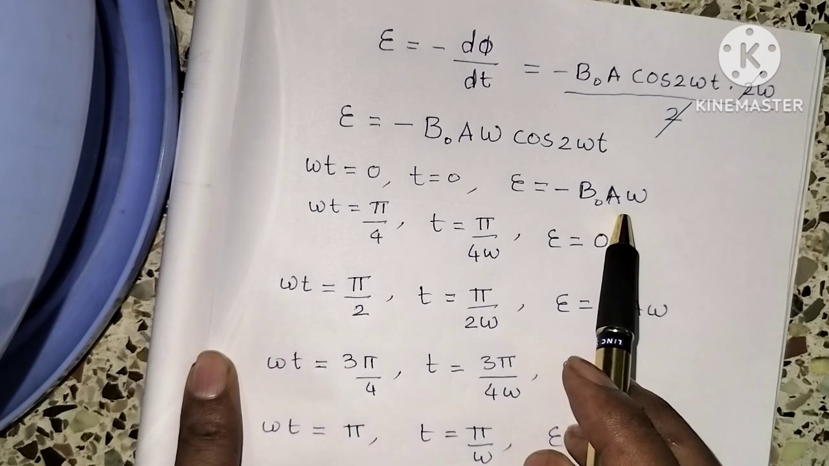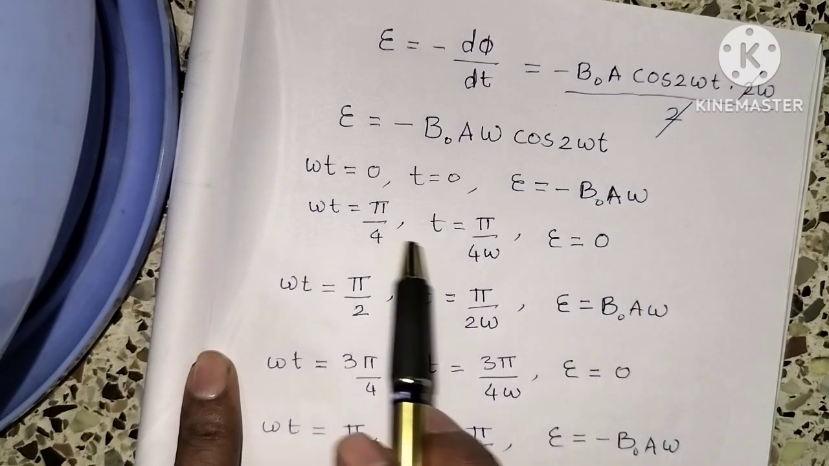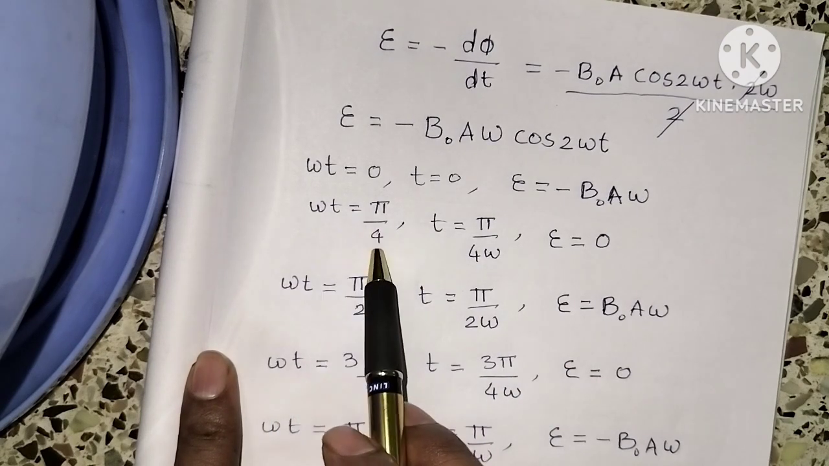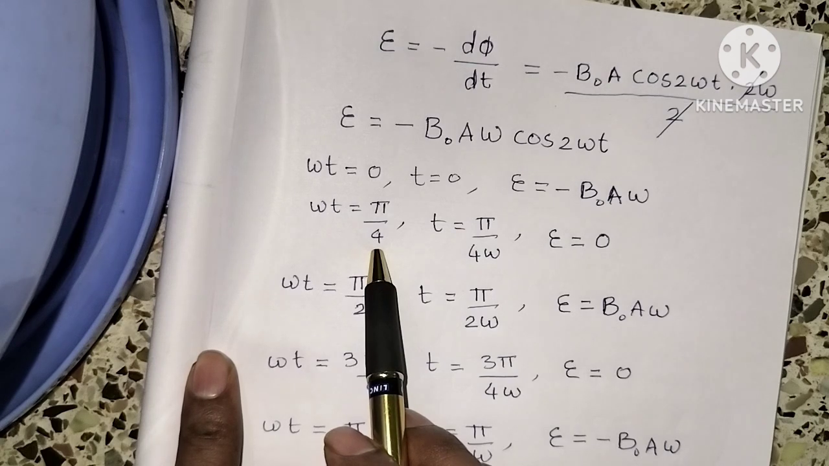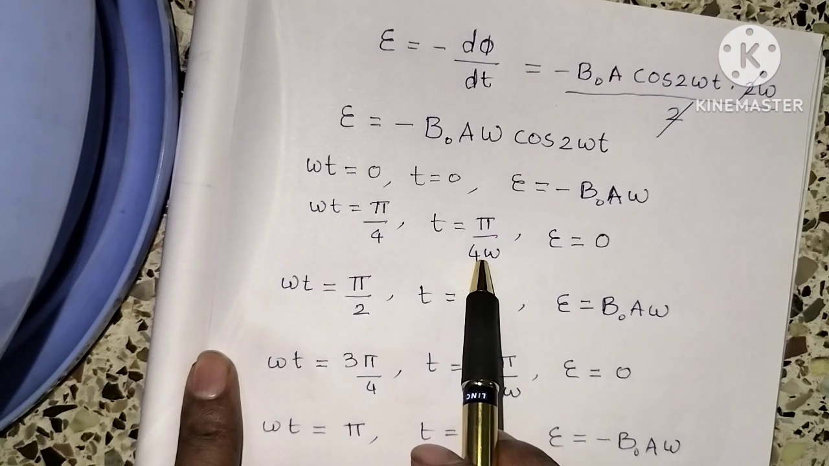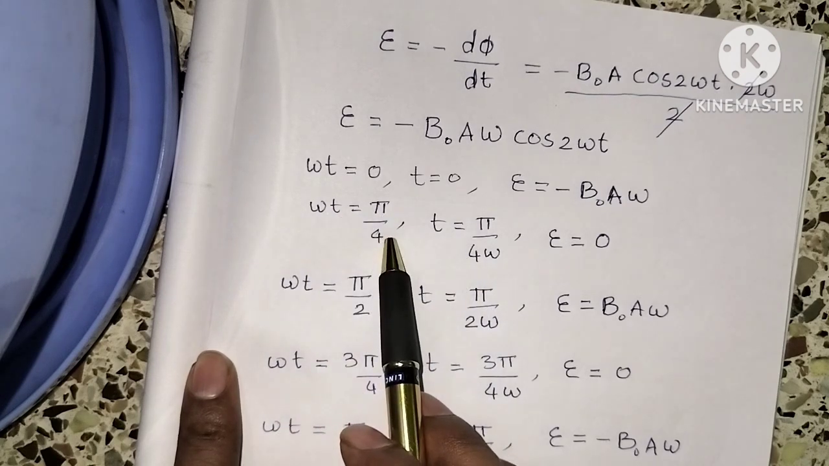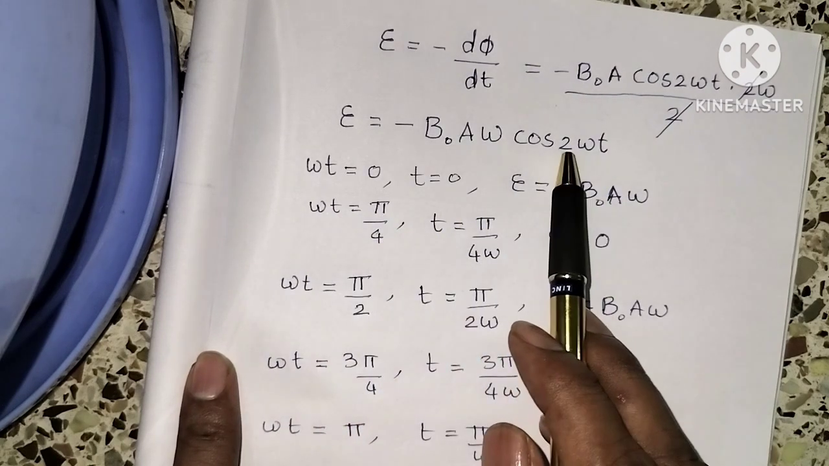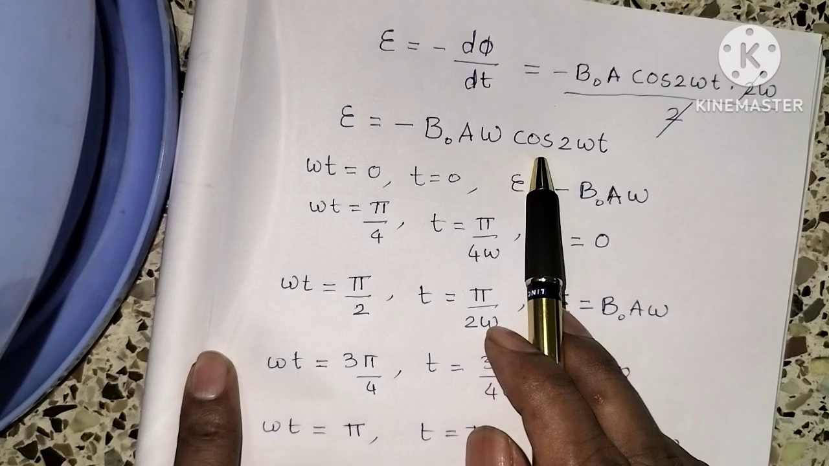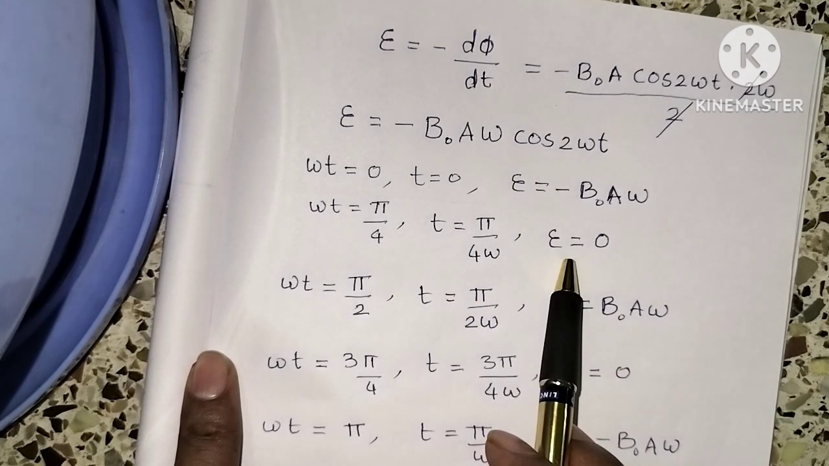Okay. So take one more angle, because it is continuously rotating. Omega t equal to pi by 4, you take, 45 degrees it is rotated. Then time is equal to pi by 4 omega. You substitute omega t equal to pi by 4, so it is pi by 4 into 2, that is pi by 2. Cos 90 is 0. So EMF is 0.